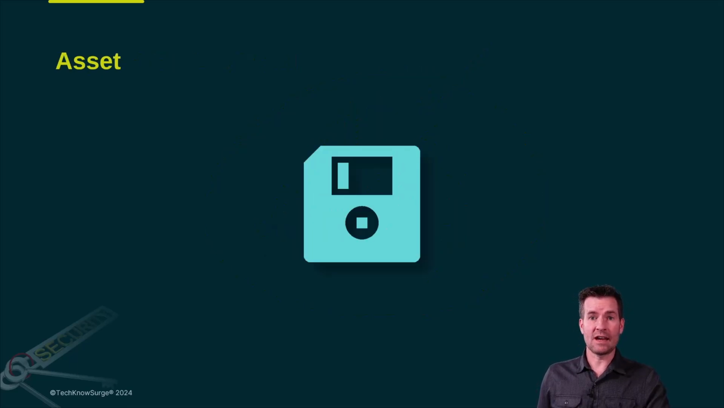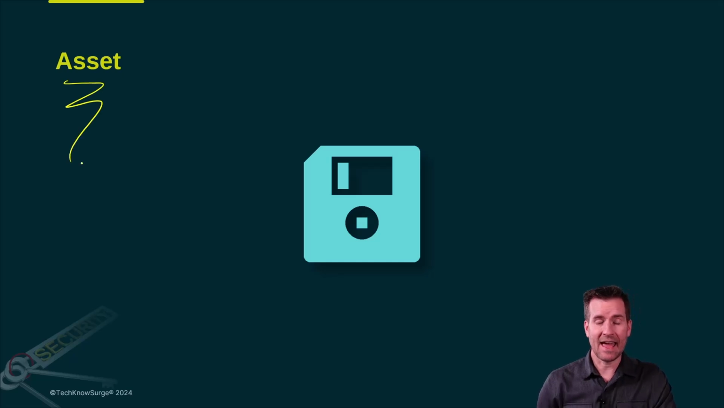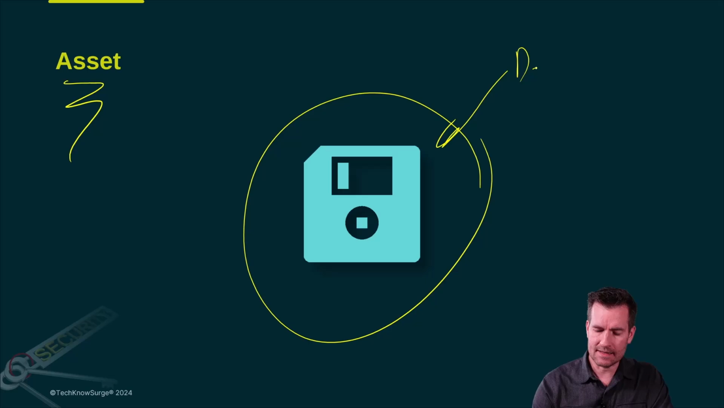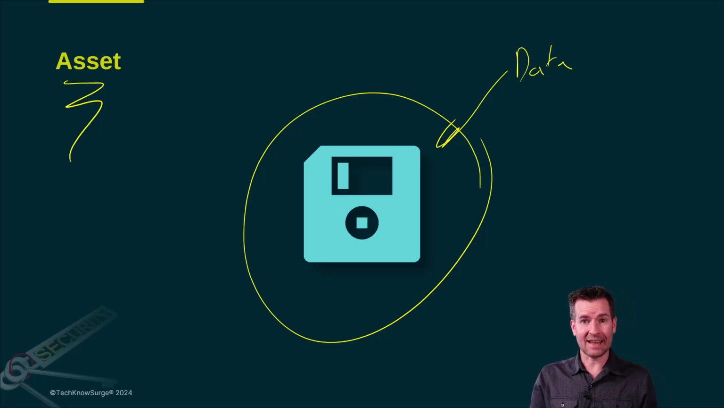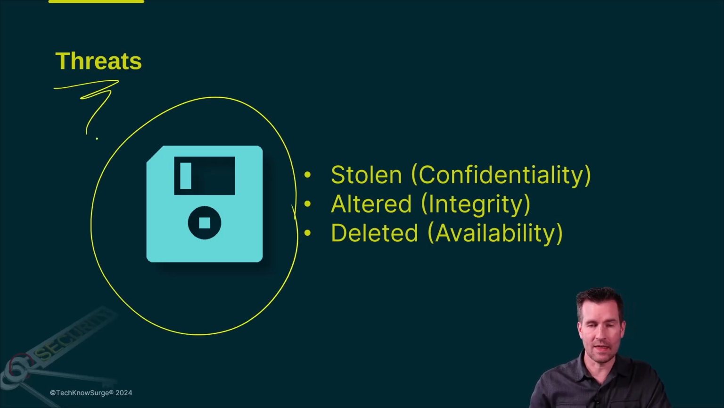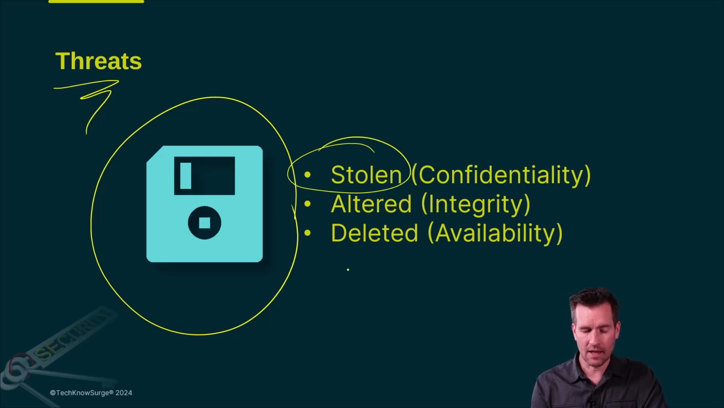To a large degree, risk management is protecting assets. We have some sort of asset. In this case, maybe it's data. And so risk management is all about protecting that data, protecting us against the risk to that data. Those assets have some sort of threat to them. A threat is something that could happen to that data. Well, in this case, data could be stolen, it could be altered, or it could be deleted.